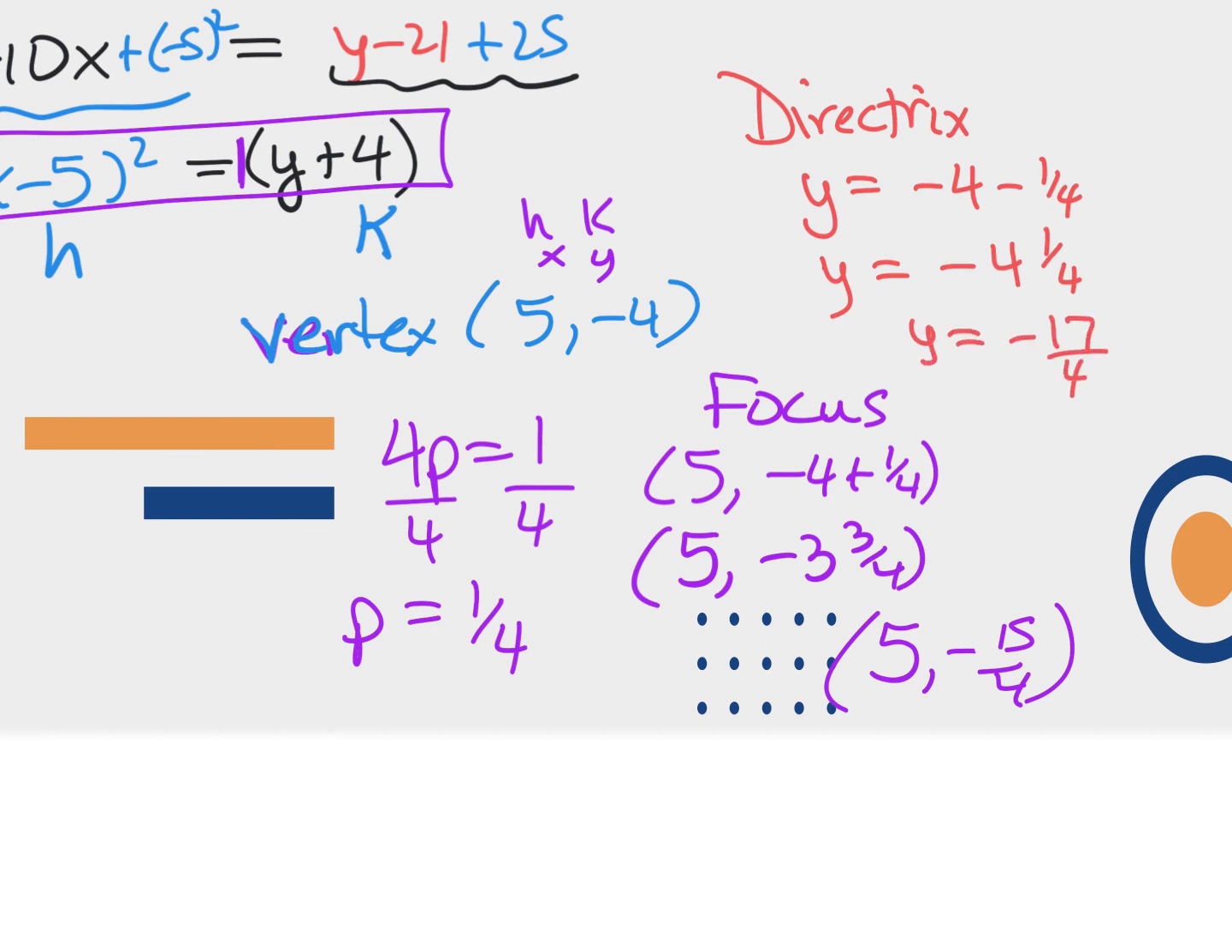Now I also have to list my axis of symmetry. So it's the variable that's squared. So that's going to be x equals the h of the vertex. So now that I have all this information, I can graph my vertex, my focus, my directrix. I think that's it. Let's see.